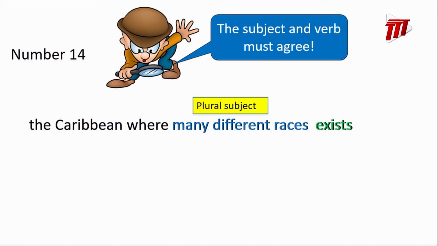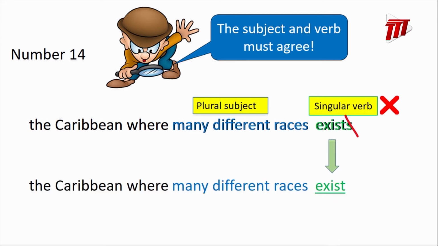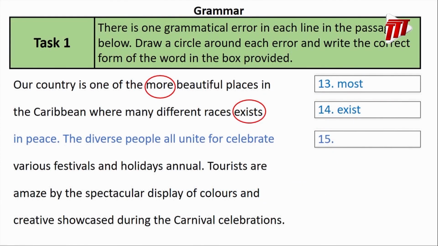So we have a plural subject, many different races. So we should have a verb without an S. All right? So it should be the Caribbean, where many different races exist. Right? Circle the word exists and put the correct one in the box that is provided. Let us continue with line 3.